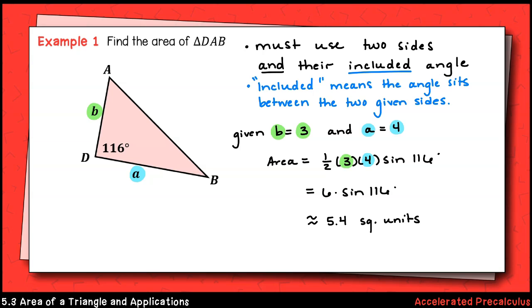Let's try one here. We have 116 degrees and the sides adjacent to this angle to the left and to the right, B and A. We're given that B equals 3 units and A equals 4 units. So we'll take our area formula and substitute the height with 3 times sine 116 degrees. The base will be A in this case. So I've got 1/2 times 3 times 4 times sine 116 degrees.